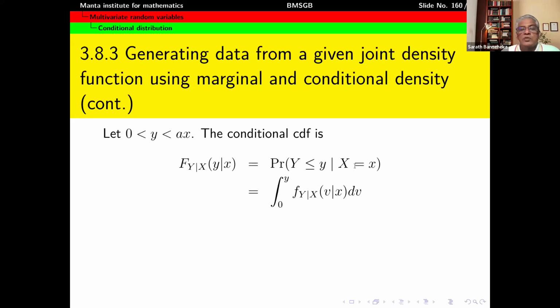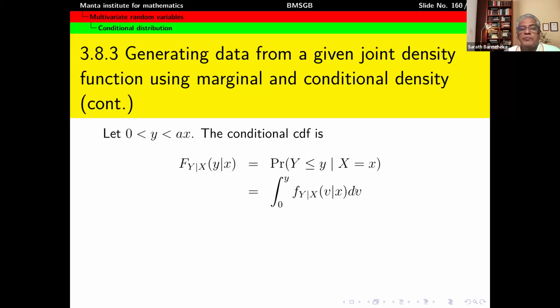This we can obtain by integrating the conditional density function of y given x. Because we want the probability that Y is less than or equal to simple y, the integration in this particular case should be from 0 to simple y, because y is between 0 and a. But in this case, we want less than or equal to the y value, therefore up to y.